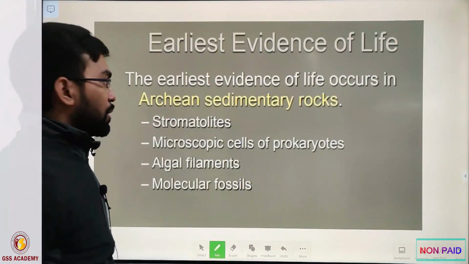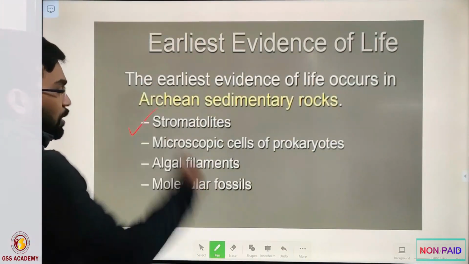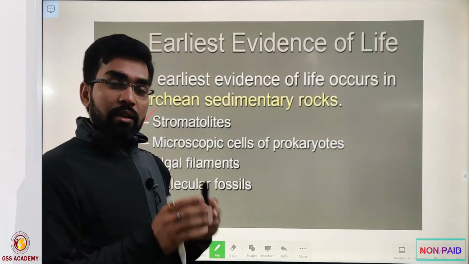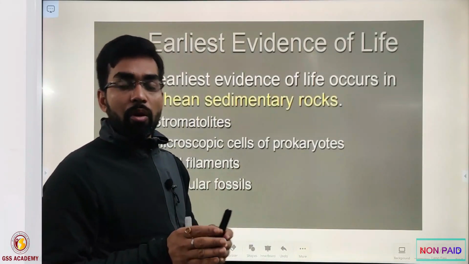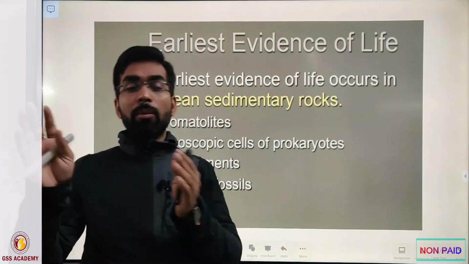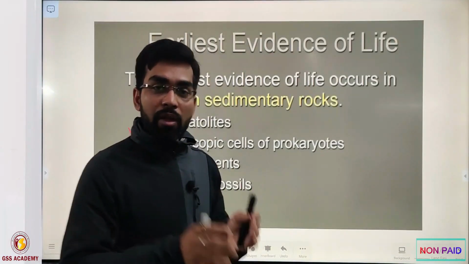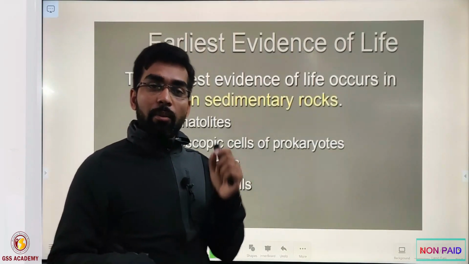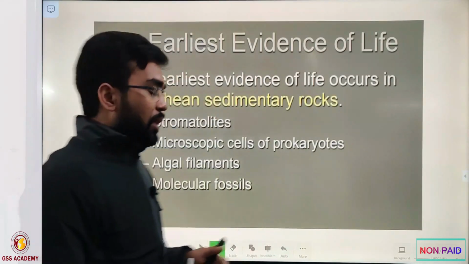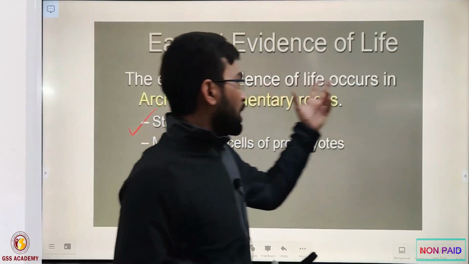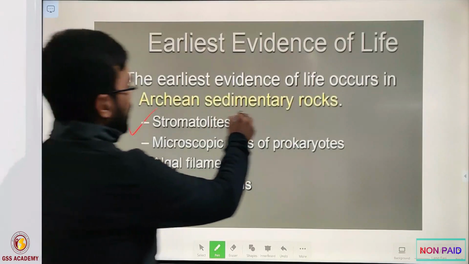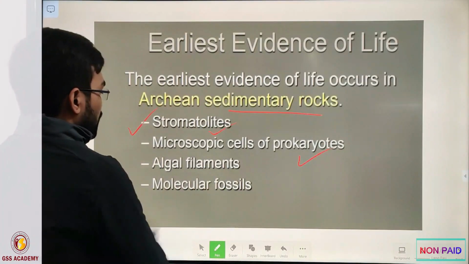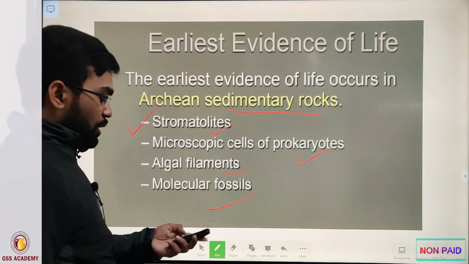Earliest evidence of life. The stromatolite, I already told you, is the earliest life before the presence of oxygen. During the whole of the Proterozoic, whatever life we found in the rock record, fossil record, all are soft bodied, and most of them are unicellular in nature, right? So the earliest evidence of life in Archean sedimentary rocks is stromatolites, microscopic cells of prokaryotes, algal filaments, and molecular fossils.